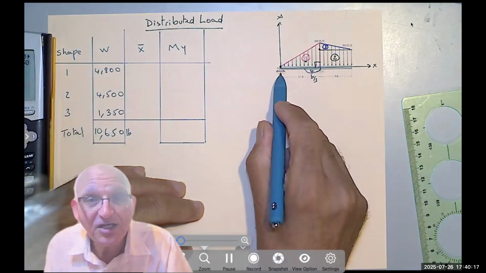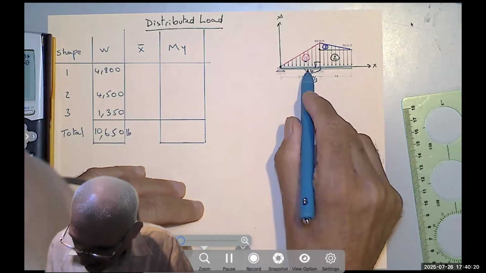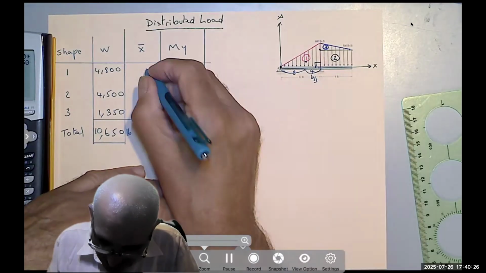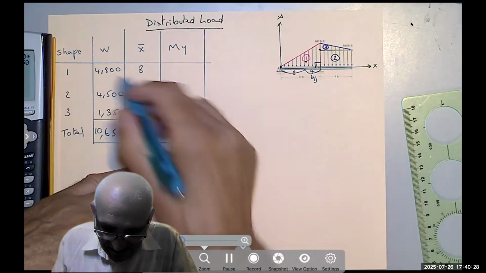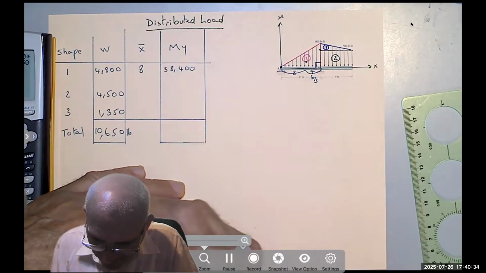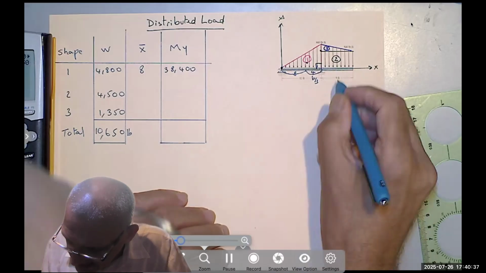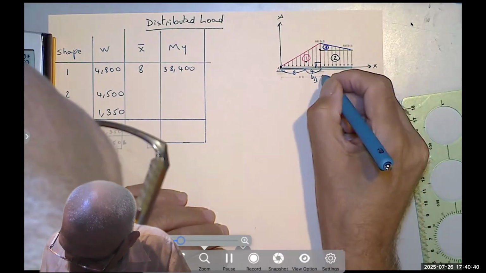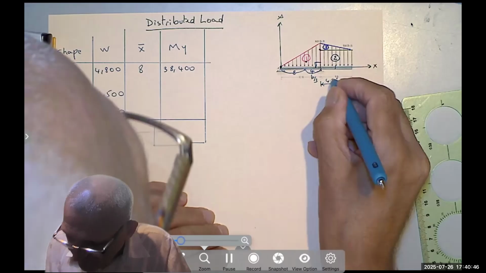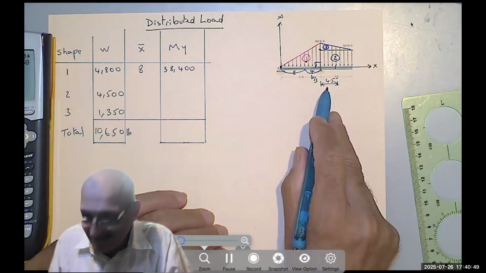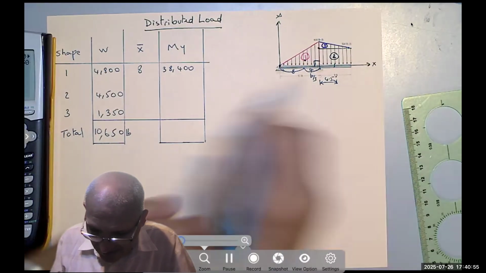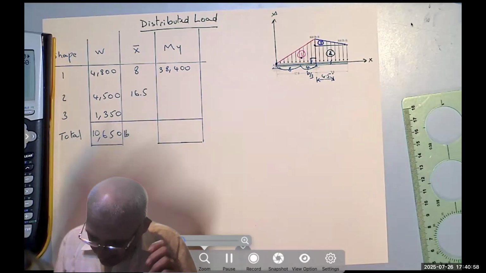How far is it from my origin? If that's a 4, then that definitely is an 8 because the total distance is 12. So I write 8 here. 8 times 4,800, that's 38,400, right? Then here, the centroid is 4.5 from here. But again, I'm not interested in that. I'm interested in how far from the y-axis it is. It is 12 plus 4.5, which is 16.5, right?